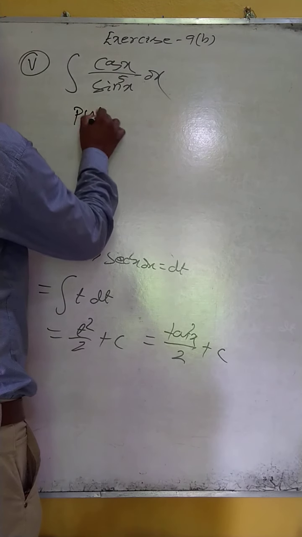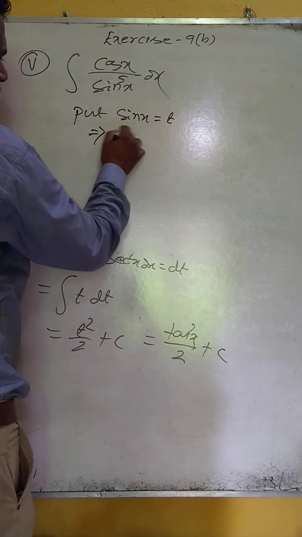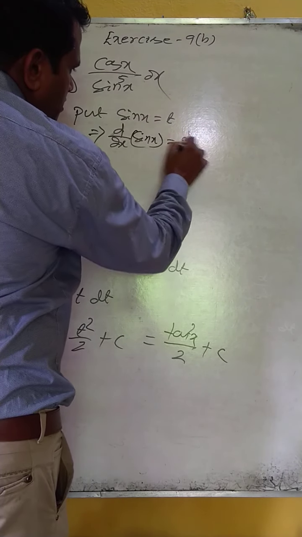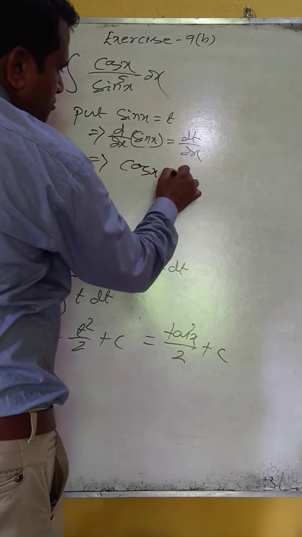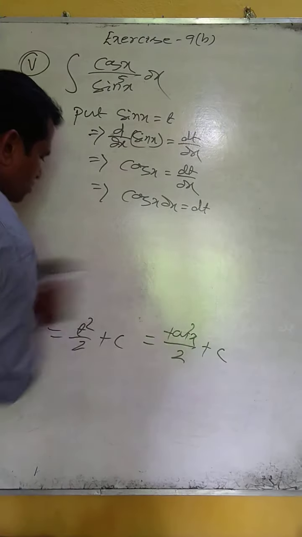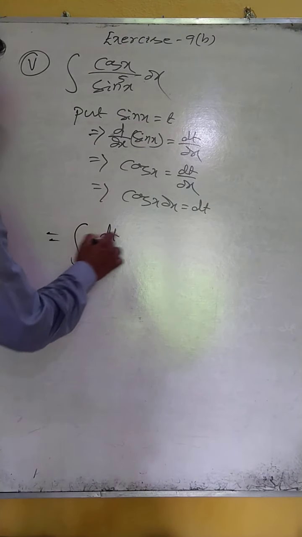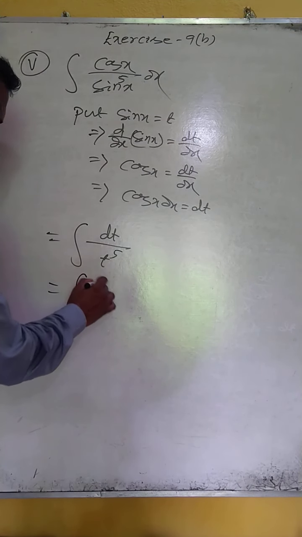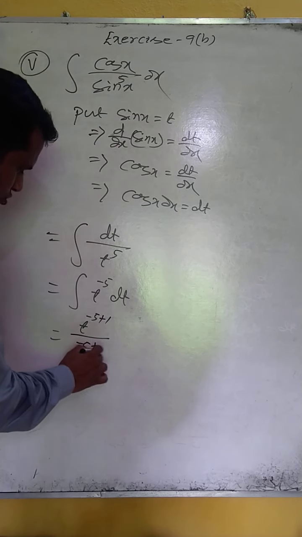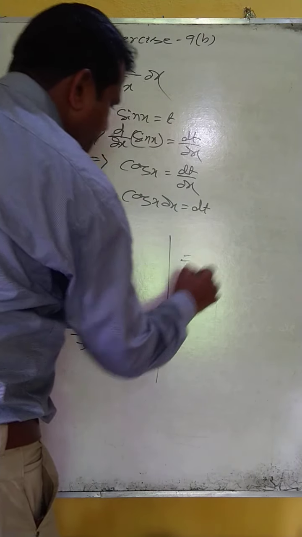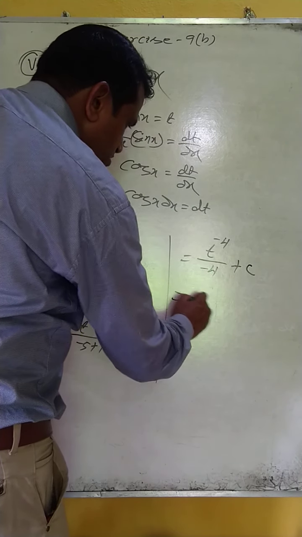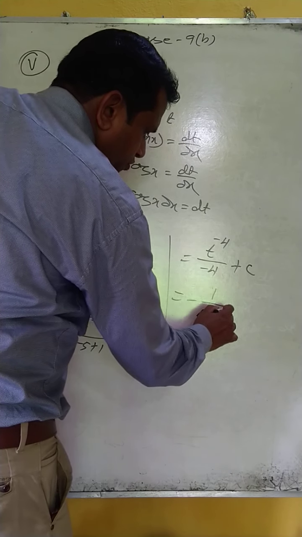Okay, put sin x is equal to t, that implies d by dx of sin x is equal to dt by dx, that implies cos x is equal to dt by dx, cos x dx is equal to dt. So the integral becomes integral dt by t to the power 5, that is t to the power minus 5 dt, that equals t to the power minus 5 plus 1 divided by minus 5 plus 1 plus c, that equals t to the power minus 4 by minus 4 plus c, that equals minus 1 by 4 t to the power 4 plus c.